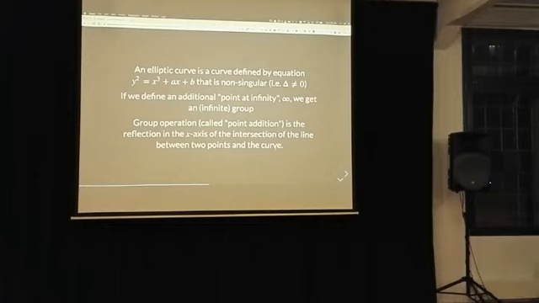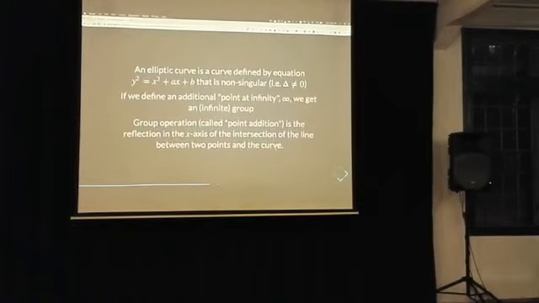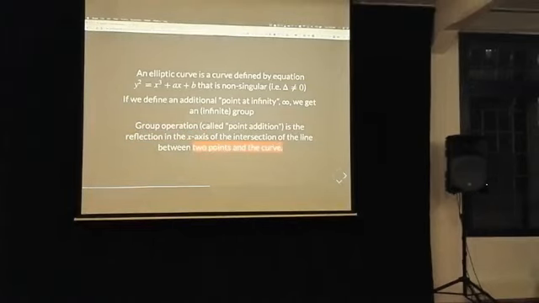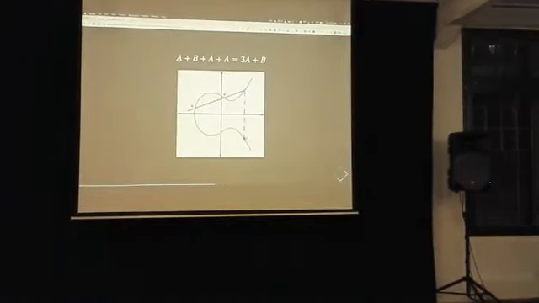So let's have a look if it's here. So this is a plus b, now a plus c, and now a plus d. Bam. Let's watch it again. A plus b, a plus c, and a plus d gives us e. So the group operation is the reflection in the x-axis of the third intersection point of the line between the 2 points and the curve. So we write the line between those 2 points, we find the third intersection point, and we reflect it in the x-axis. Same here, and same here.